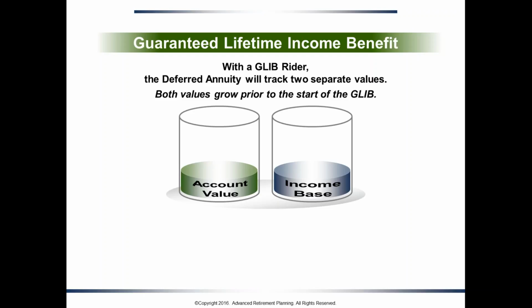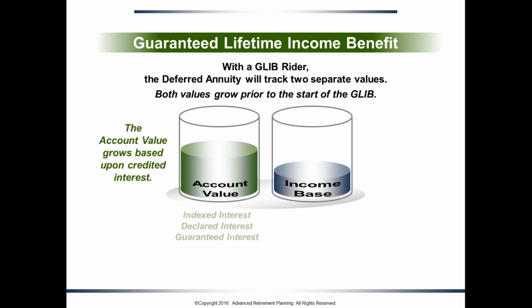Now, when we put money in one of these things and we have this GLIB attached to this annuity, both values are going to grow prior to beginning the lifetime income benefit. The account value is going to grow based upon credited interest, whatever that might be. Most commonly right now, that's indexed interest, but it could be declared rate interest, such as a traditional annuity. It could be guaranteed interest if this was attached to a MYGA type thing.